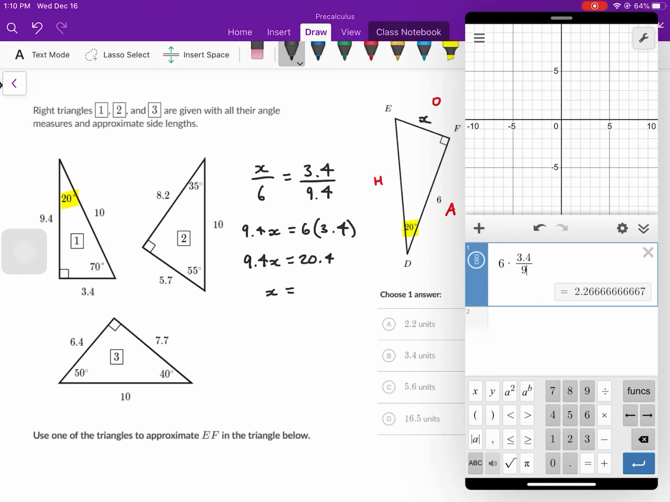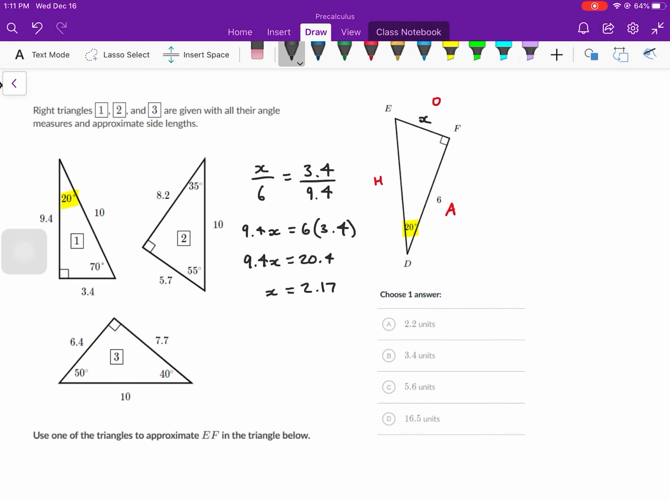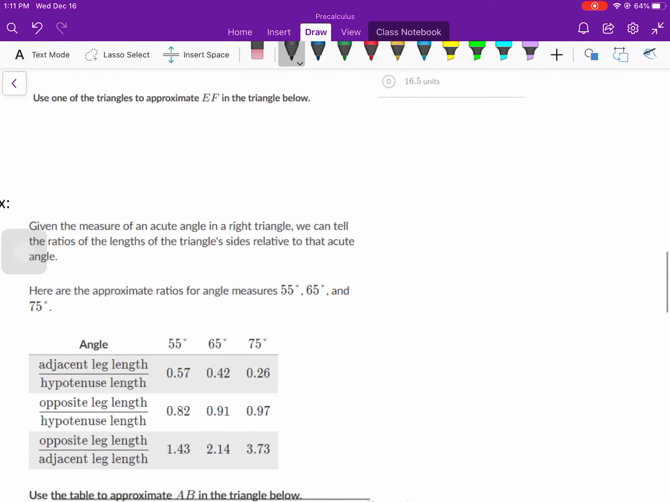I'm just kind of looking at that. Let me double check our answer real quick. Something seems a little bit off about that. Oh, 2.17. So that's closest to 2.2. There we go. So I must have entered something incorrectly there.